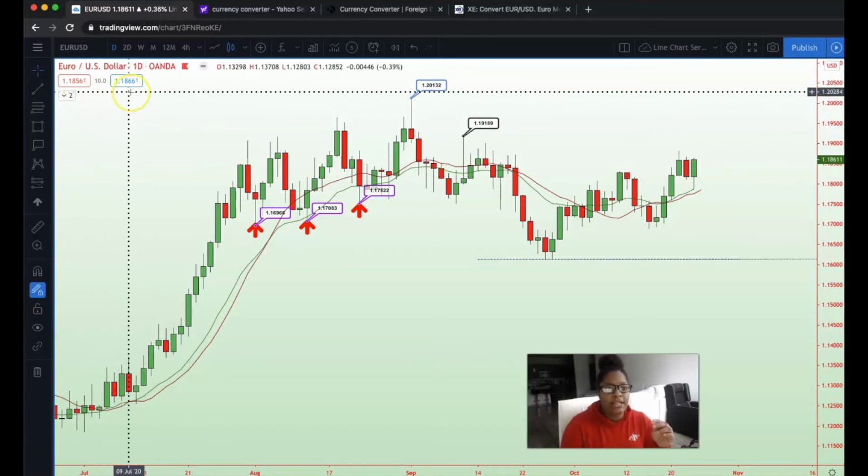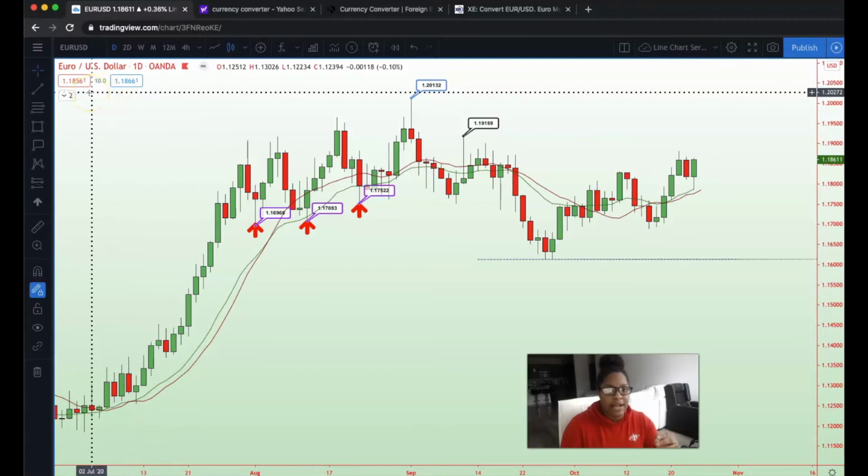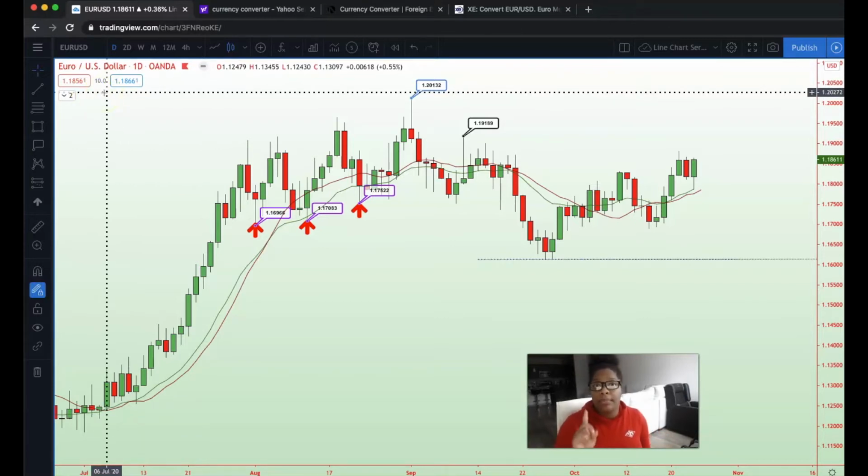If you subtracted 1.18661 from 1.18561, you're going to be paying 1 pip, okay? And that 1 pip is going to be times how much you value that pip at. 10 cents, a dollar, $10. That's typically your lot size, okay?